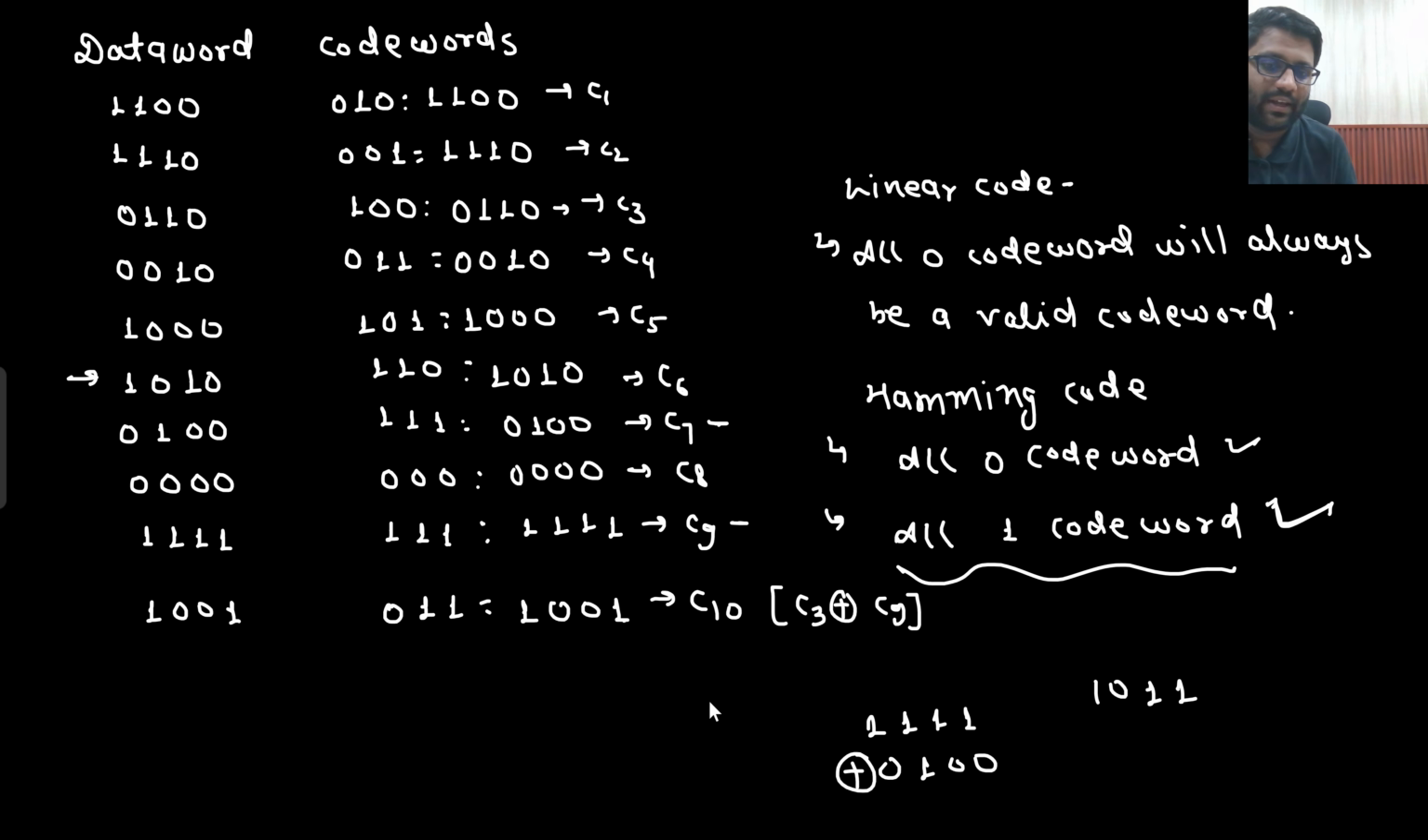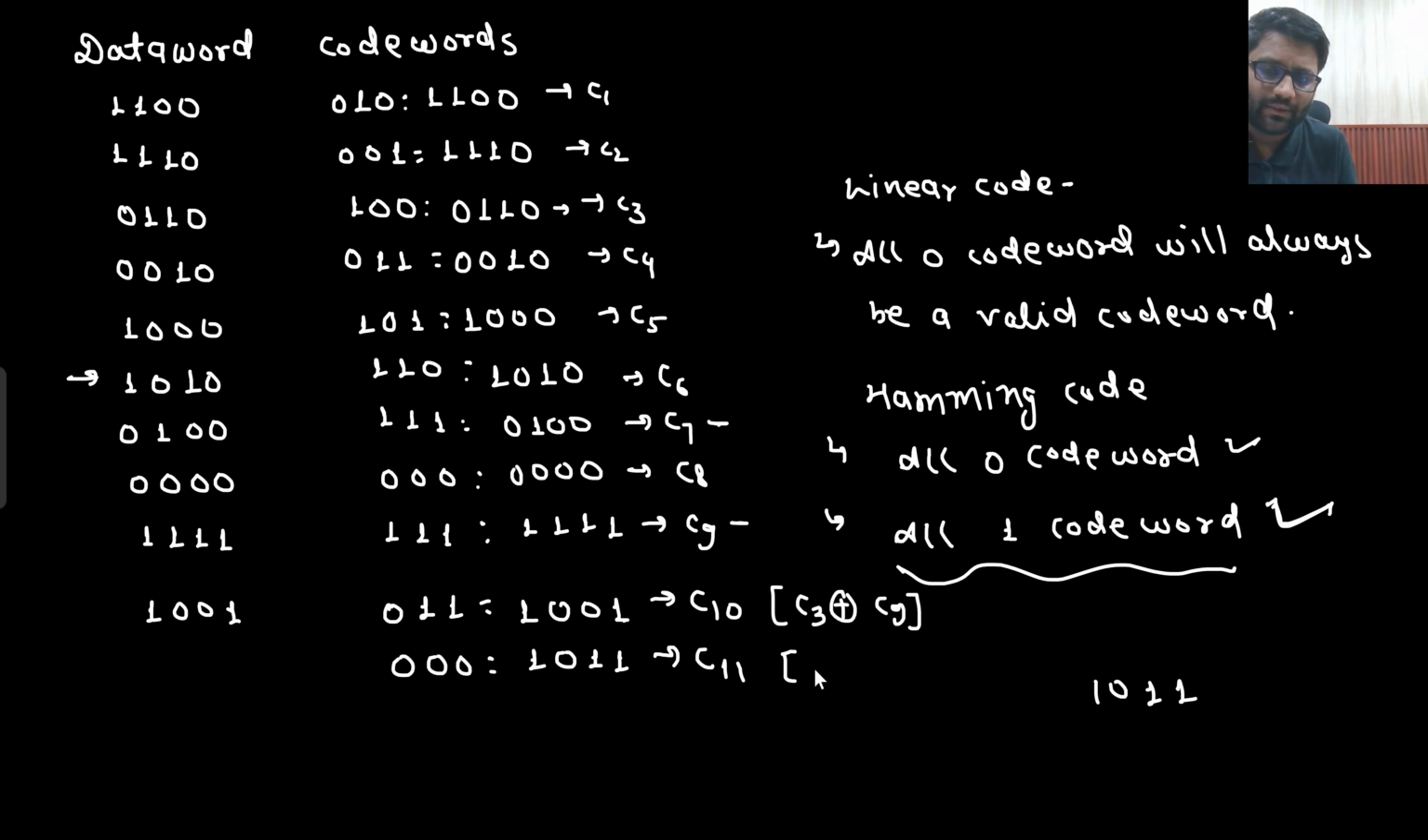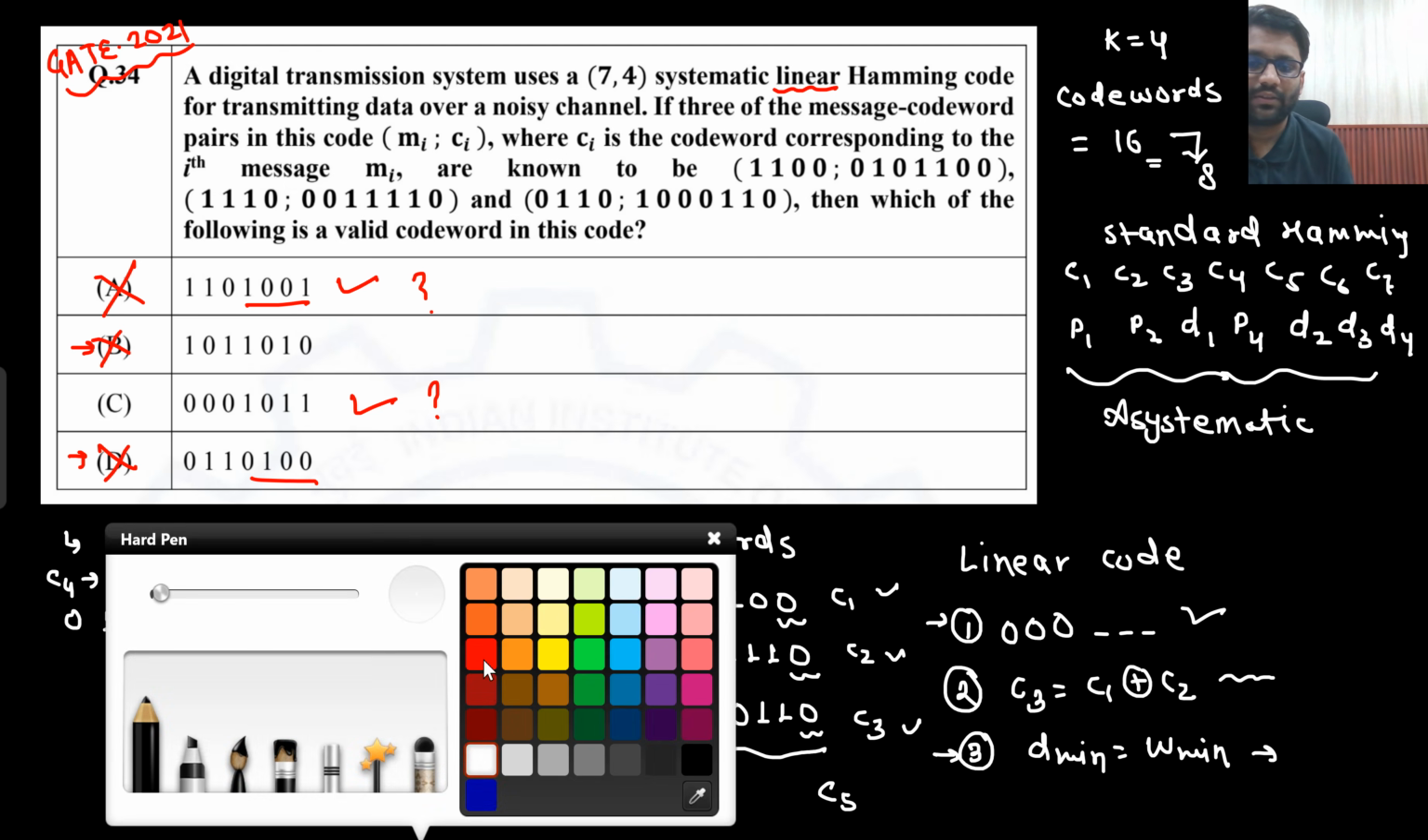So if I do C7 XOR C9, what will I be getting? 1 XOR 1, 1 XOR 1, what are you getting? 000. C7 XOR C9, so 1 0 1 1. You are getting this as C11, which was C7 XOR C9. So with respect to 1011, you are actually getting 000 as the parity bits. Is that mentioned? Yes, sir. This would be the answer.